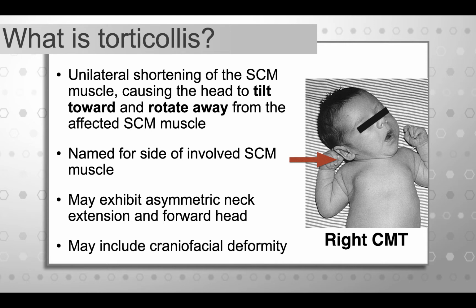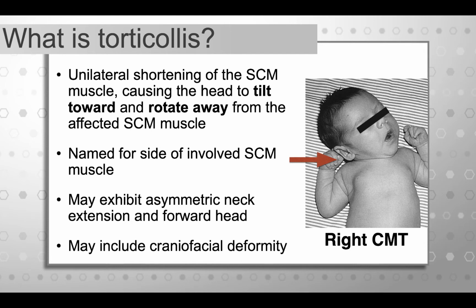Torticollis is named for the side of the involved sternocleidomastoid muscle. So in our baby here, in our picture, this is a right congenital muscular torticollis. And I've got a picture pointed here to the muscle that's tight. And so you can really appreciate here that this baby's head is tilted to her right and then rotated to the left.